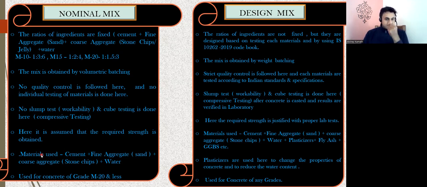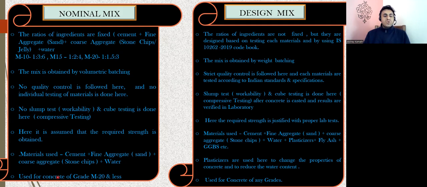Next, materials used here are cement plus fine aggregate plus coarse aggregate and water. These are the usual materials that you are going to use. But when it comes to the mix design, you are going to make use of cement, fine aggregate, coarse aggregate, and along with that, of course, the water. We make use of certain plasticizers, and also certain pozzolans like fly ash and GGBS, right?